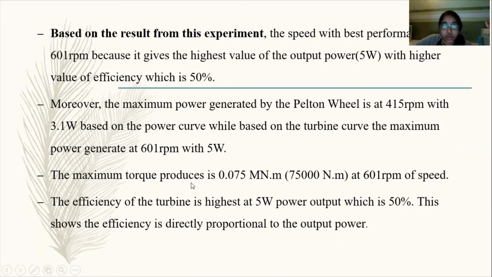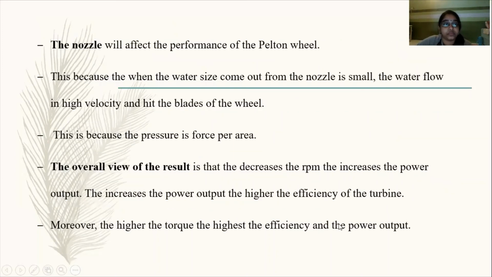The maximum torque produced is 0.075 meganewton, or 75,000 Newton, at 601 RPM. This is based on the turbine characteristic curve, and the efficiency of the turbine is highest at 5 watt power output, which is 50%. This shows that the efficiency is directly proportional to the power output.